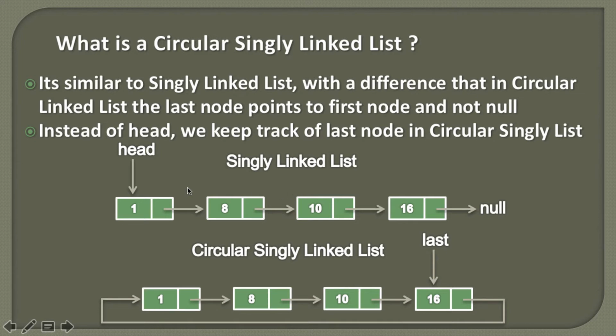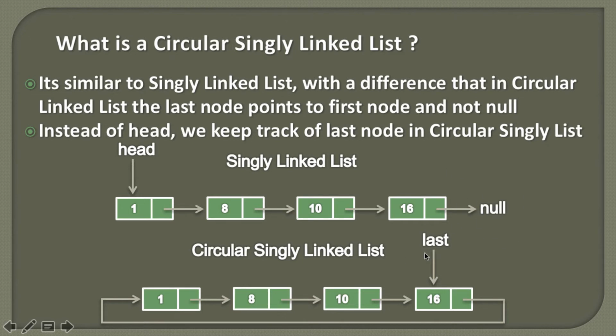And one more difference is, in a singly linked list we keep track of the head node which points to the first node, but in a circular singly linked list we keep track of the last node. We keep track of the last node because it helps us in insertion and deletion of nodes in constant time. As head points to the first node, if we want to insert a node in a singly linked list at the end, we need to traverse each and every node to reach the last node and then add the particular node.